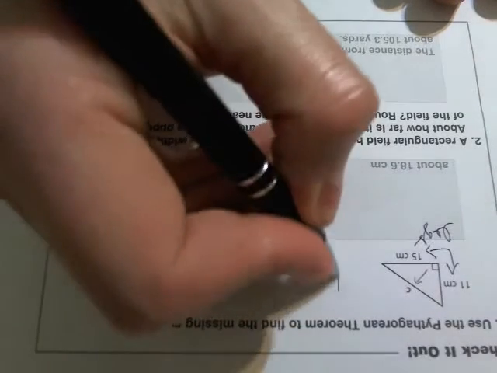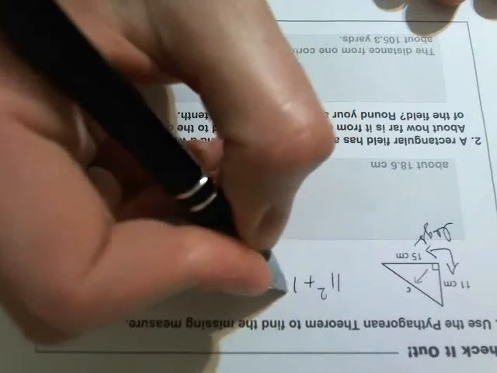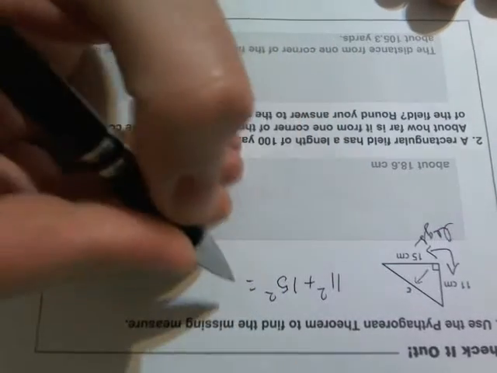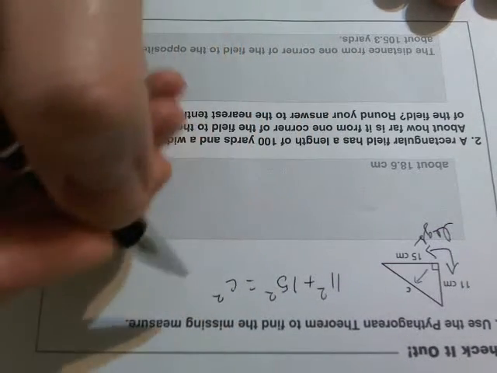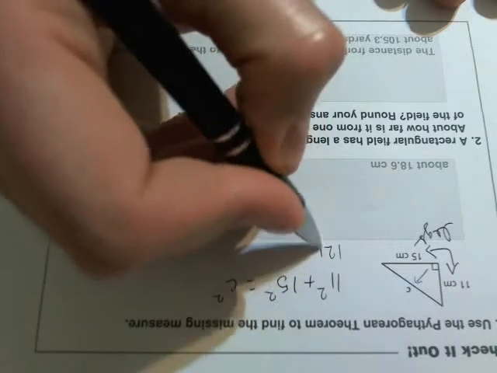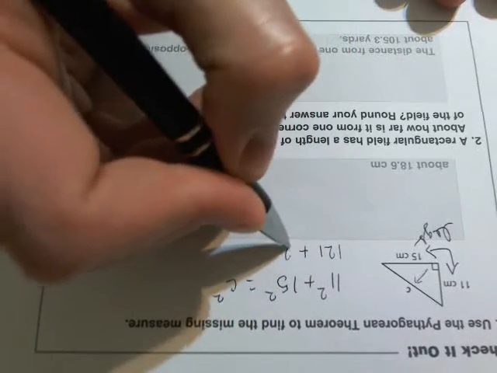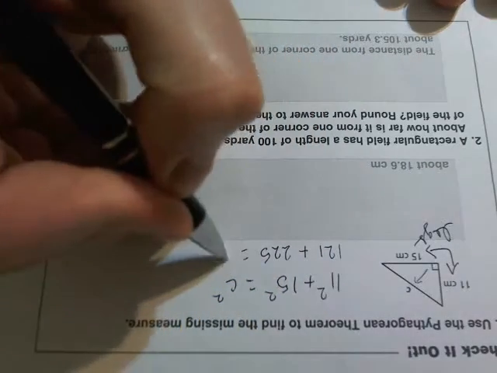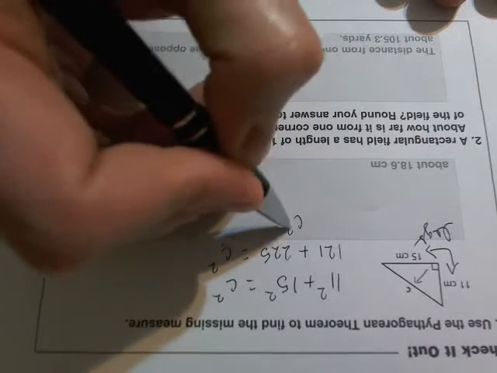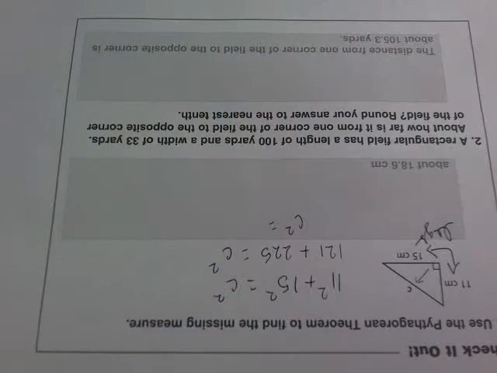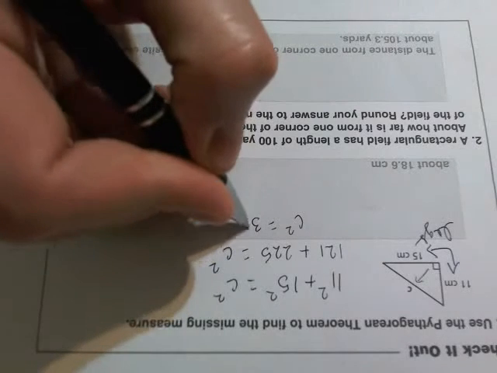So the formula says take the legs and square them and add them up. 11 squared plus 15 squared. That's going to be the same as my hypotenuse squared, C squared. 11 squared is 121. 15 squared is 225. And I set those equal to each other equals C squared. So when I add those two guys up, I add up 121 and 225, and I get 346.